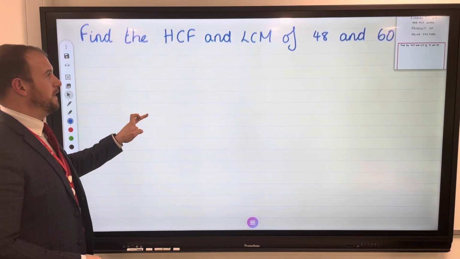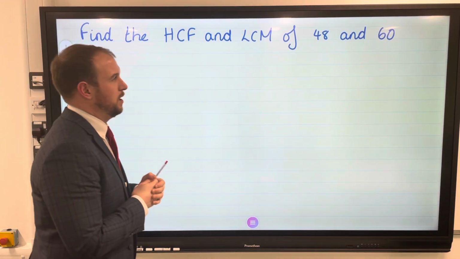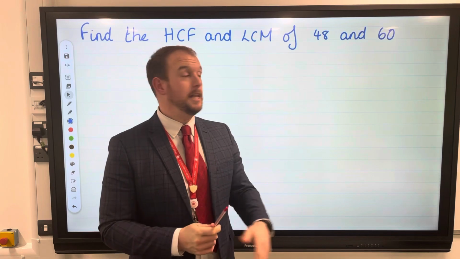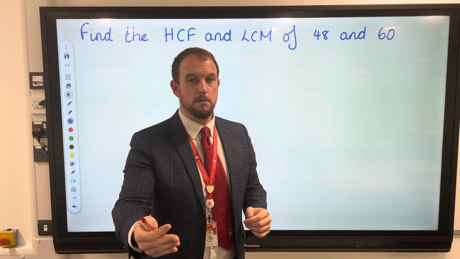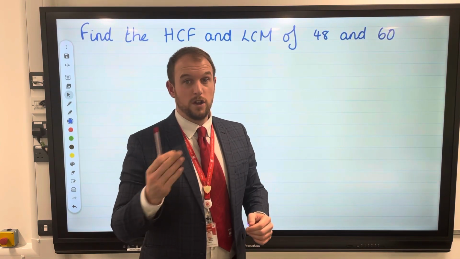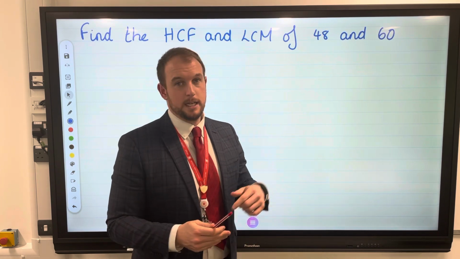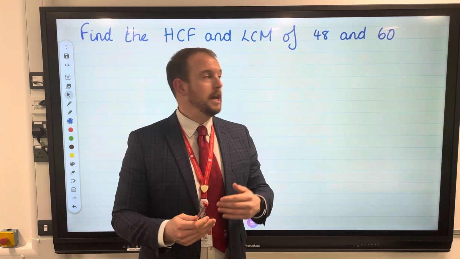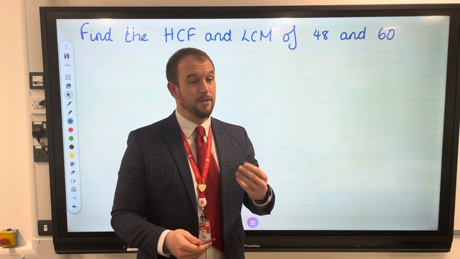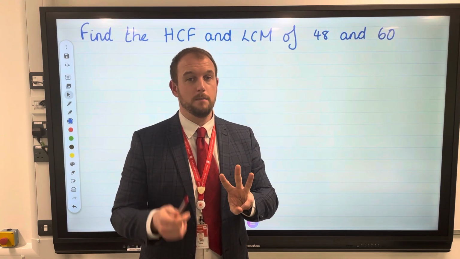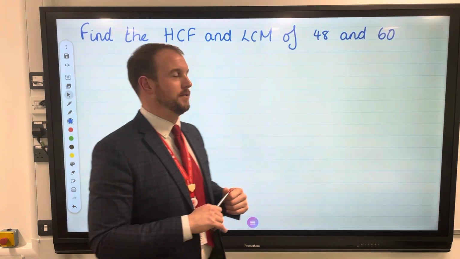So, find the highest common factor and lowest common multiple of 48 and 60. Okay, these are the same numbers I've used in the other video. You'll find a lot of people that explain this use 48 and 60 because it's very clear. Okay, these could be any numbers. You could also have three numbers. But we will be using Venn diagrams for these.